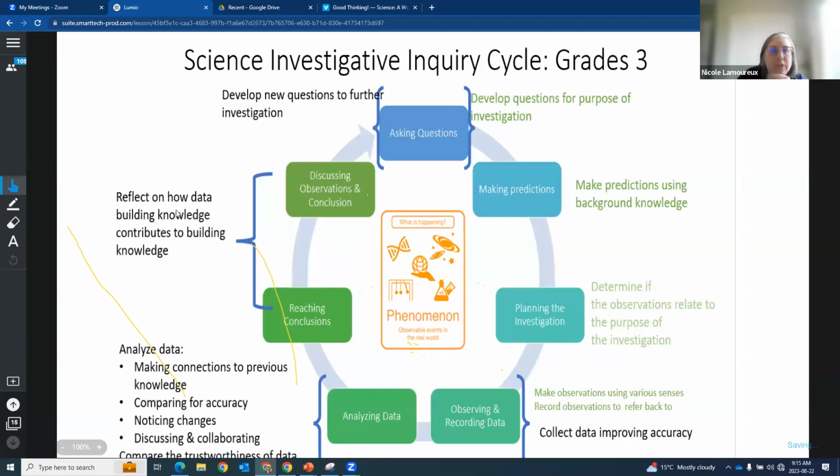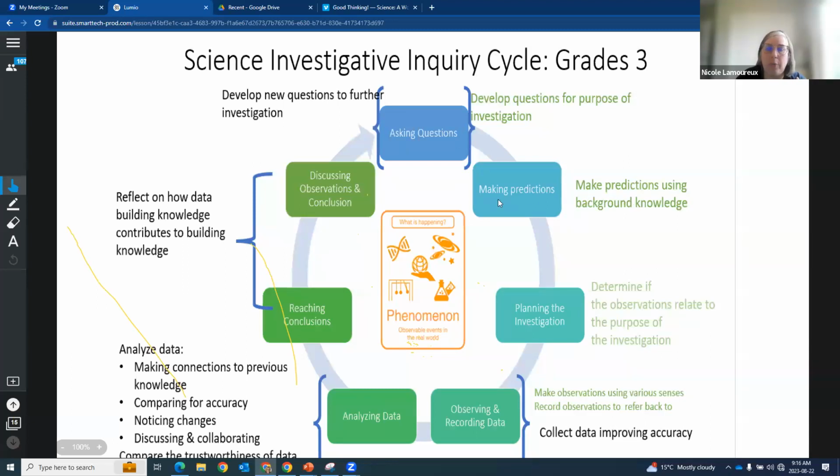Okay, so reflecting on data and building knowledge, and how it contributes to knowledge building, that's looking back at the whole thing. So once the whole thing is done, that's when the students will do it. But yes, develop new questions for further investigation. In grade 2, they should be thinking about the purpose of the investigation, in grade 3 as well. What are we trying to find out? Because sometimes we assume that students know, and not all students do. So that's great.